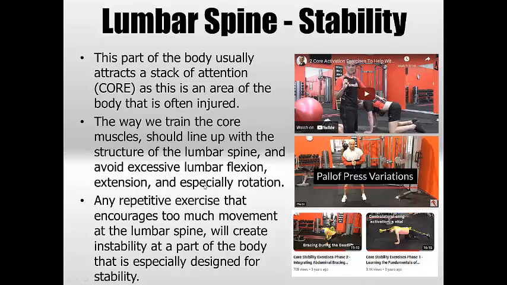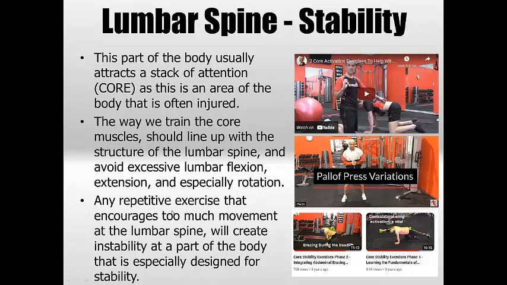All right. So moving to the lumbar spine, this usually takes a lot of attention for core exercises for a good reason, trying to activate and strengthen the abdominal wall. But the way that we should train them should line up the structure of the lumbar spine and avoid excessive lumbar flexion. That's why sit-ups and that are terrible, because they're very much compromising the stability of the spine in order to strengthen, which absolutely makes no sense, as it does with rotation.